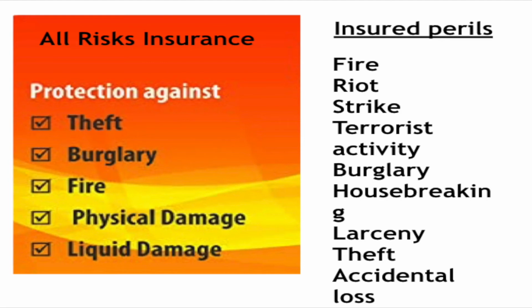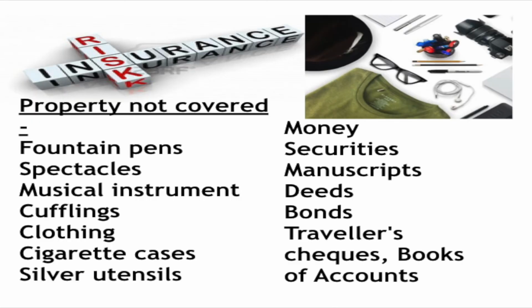Insured perils: fire, riot, strike, terrorist activity, burglary, housebreaking, larceny or theft, accidental loss or damage. These properties are not covered: fountain pens, spectacles, musical instruments, cufflinks, clothing, cigarette cases, silver utensils, money, securities, manuscripts, deeds, bonds, travelers' checks, books of accounts are not covered under this policy.